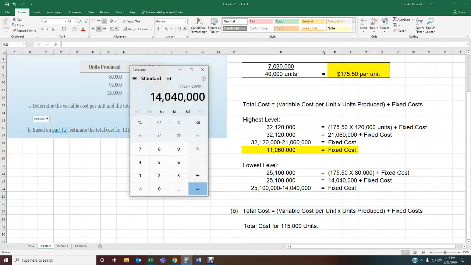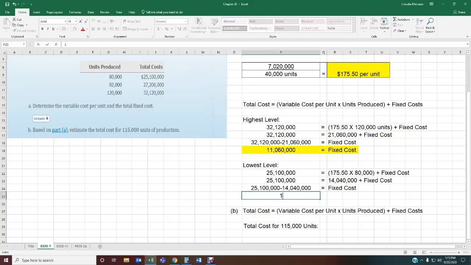Okay, and then we can get our calculator. 25,100,000 minus 14,040,000. So my fixed cost is going to be 11,060,000. Same thing for my high and my low. They should give you the same thing, 11,060,000. Okay, that's my fixed cost.